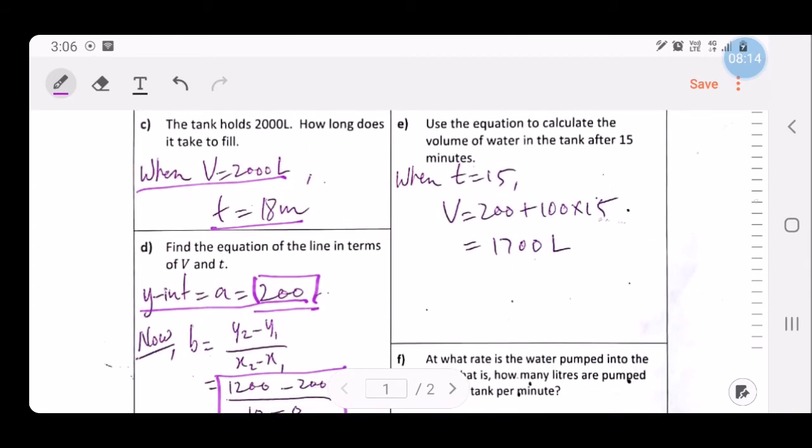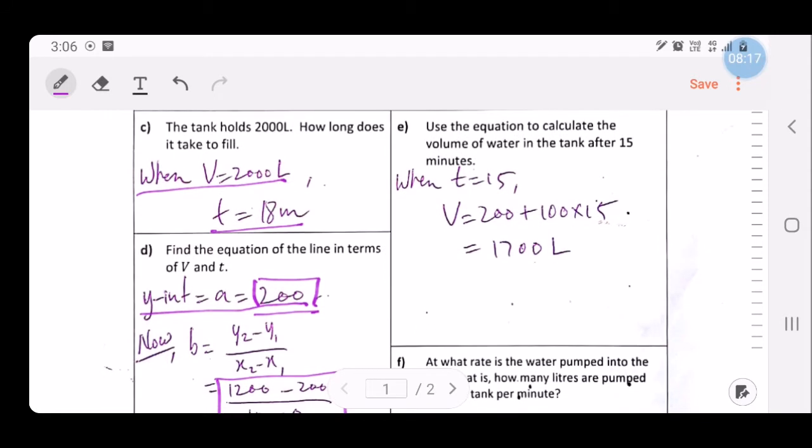Okay, we're getting towards the end of this question. E. Use the equation to calculate the volume of water in the tank after 15 minutes. All right. In other words, when t equals 15 minutes, when t equals 15, what does v equal? Well, we have an equation. V equals 200 plus 100t. And I'm going to substitute t equals 15 into that equation. So v equals 200 plus 100t, in other words, 100 times 15. 200 plus 100 times 15 is 1,700. 1,700 litres.